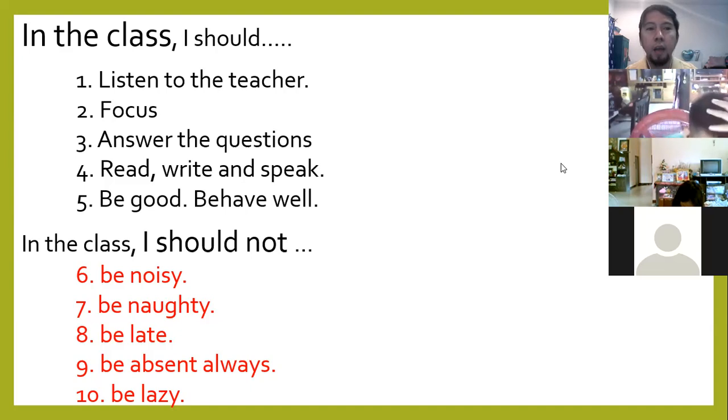Focus. In the class, I should focus. Focus. Everyone should have concentration. Okay. In the class, I should answer the question. In the class, I should answer the question. Very good. Number four. In the class, I should read, write, and speak. In the class I should read, write and speak. Very good.